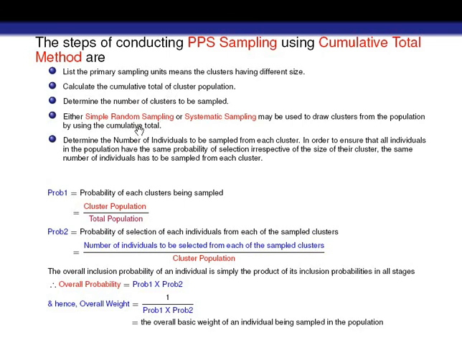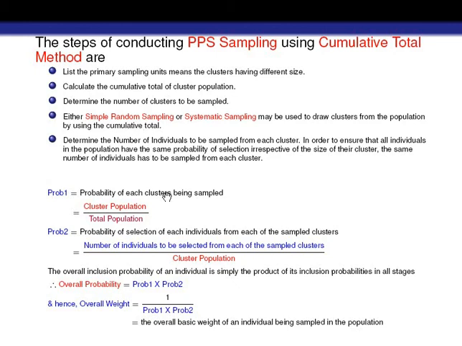Okay, and here we are not going to bother much about the sample size for our secondary sampling unit, because it is already decided that we have to consider the same sample size for each of the selected clusters in case of secondary sampling unit.